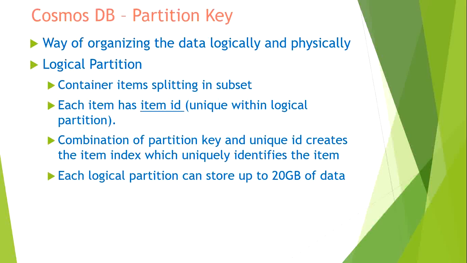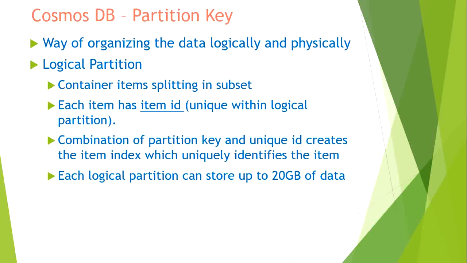Logical partition is where the container's items are split into subsets, and each item has an item ID assigned to it. That means whatever item is there in the containers, they have their unique ID, similar to what we have as the row ID in Oracle or any other database. The combination of the partition key and the unique ID creates the item index, which uniquely identifies the items. Each logical partition can store up to 20 GB of data. Earlier it was 10 GB, but now it has been increased to 20 GB of data.